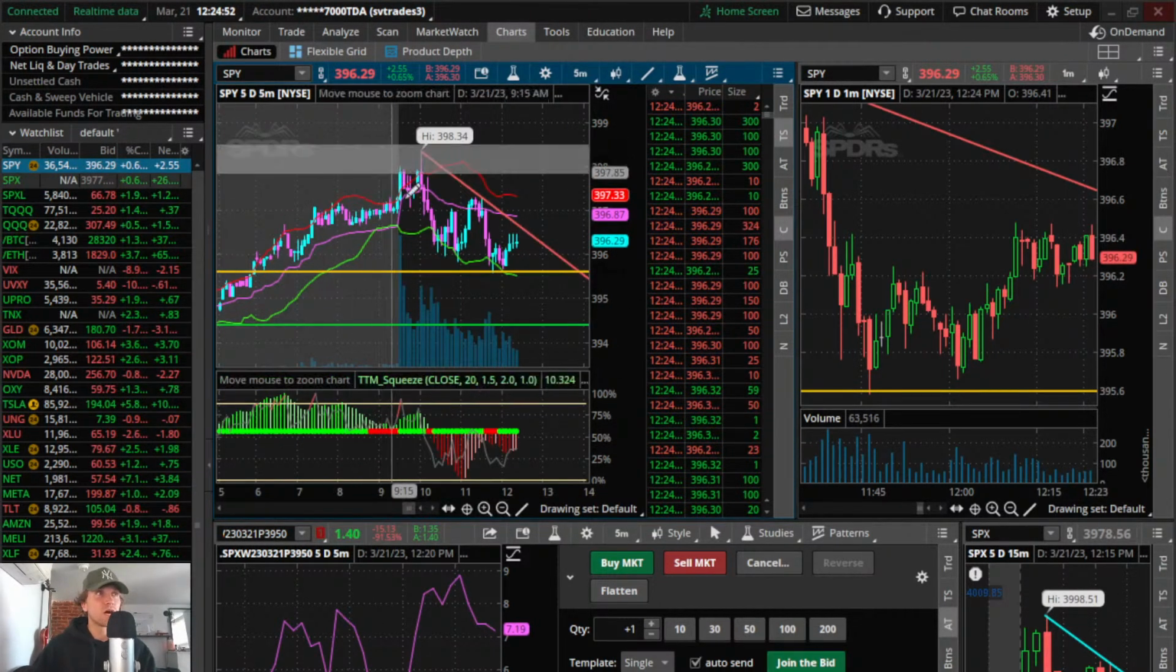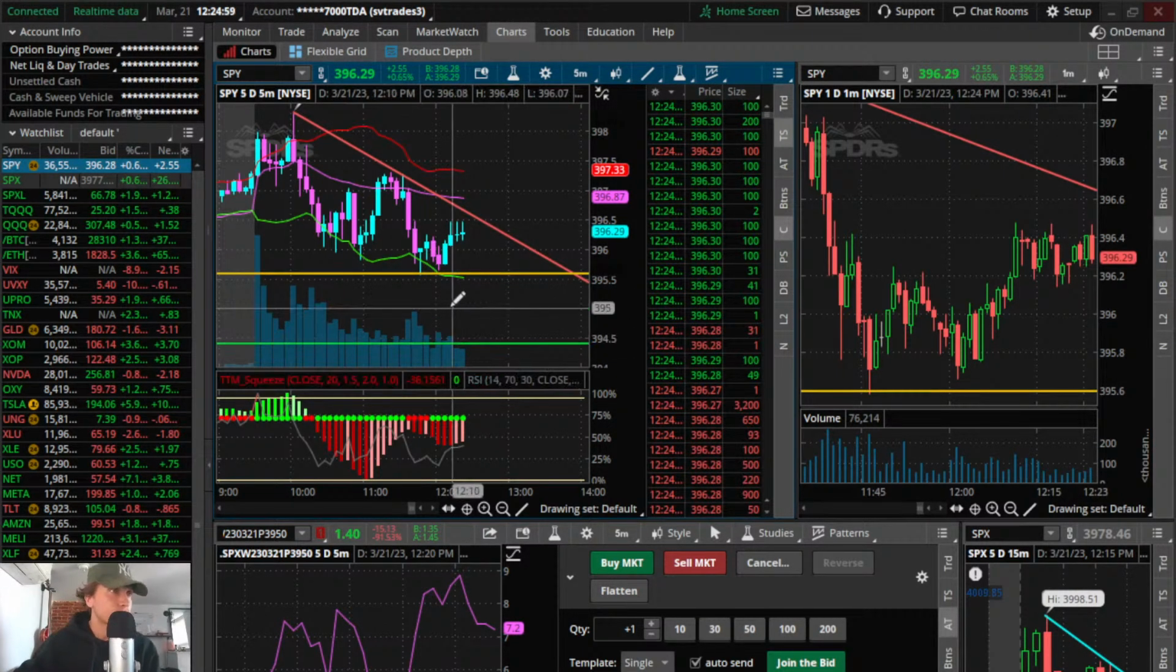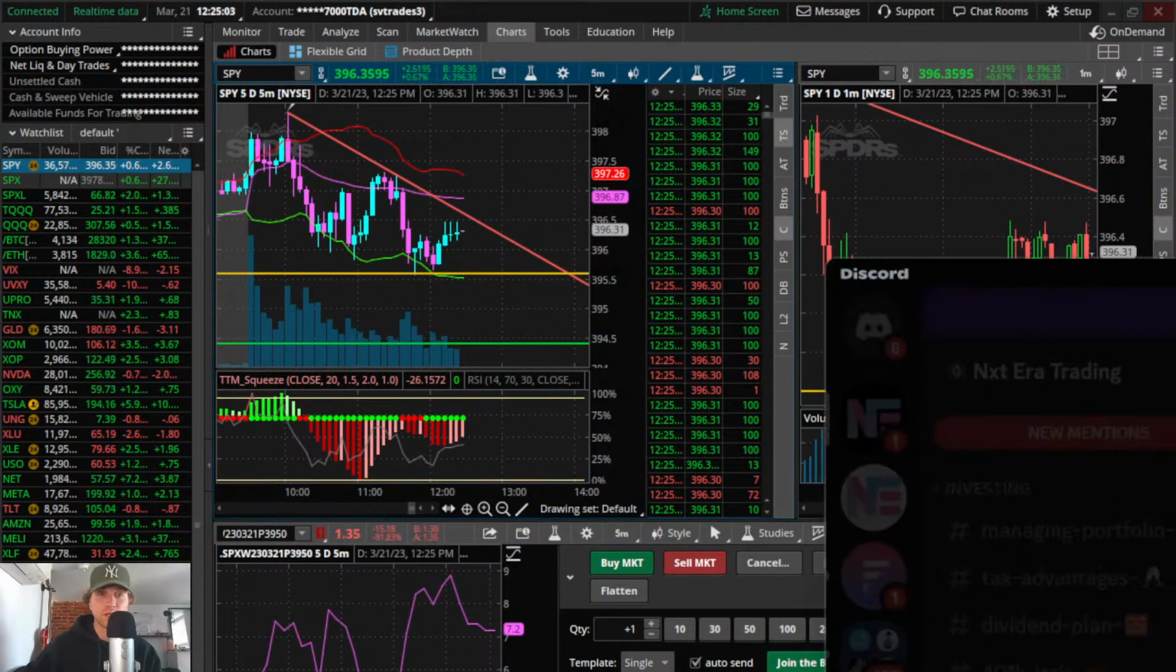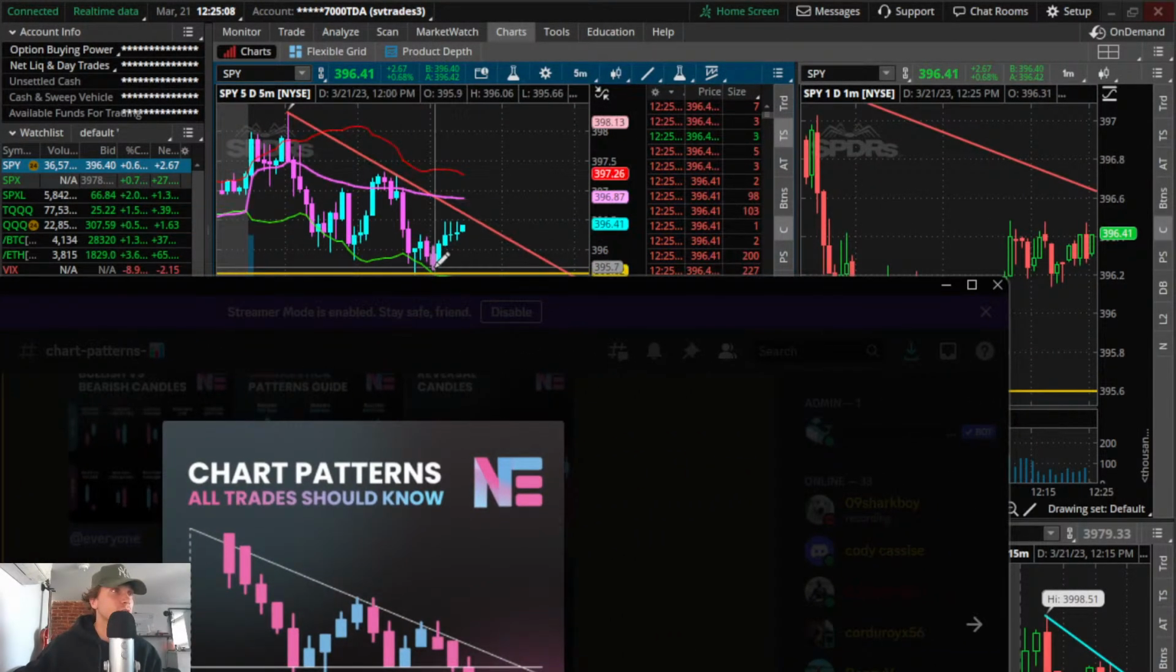It's early. It's choppy. It's 12:24, so that's kind of what I'm waiting for right now. I'm looking for this real good move right here. And for those of you just joining in, this is why. So chart pattern here. Breakdown.